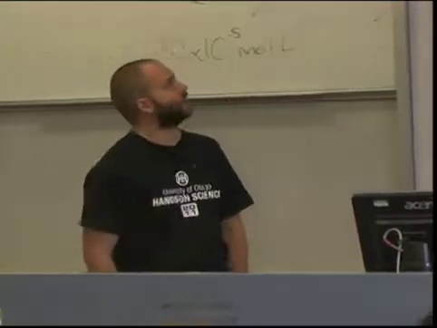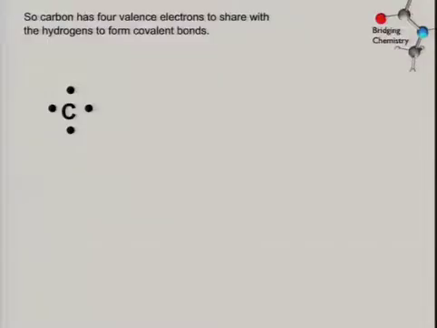Okay. So if we're going to draw a little Lewis dot diagram for one of these, then we go like this. The carbon has 4 valence electrons to share with the hydrogens to form covalent bonds. So we can draw a C and we can put 4 dots around it, representing those 4 electrons. And then here are our hydrogens. We've got 4 of them. Each of them has 1 electron to share, so we could match them up. The hydrogen with 1 electron matches up with one of the electrons on the carbon.